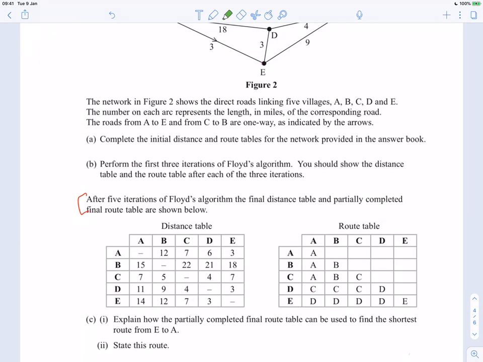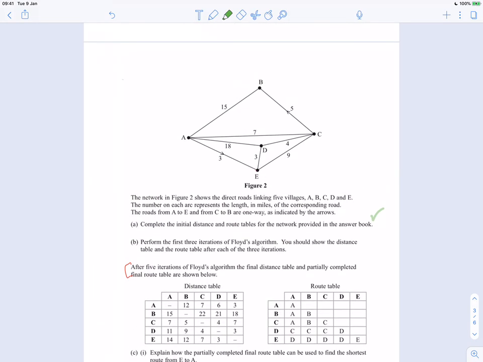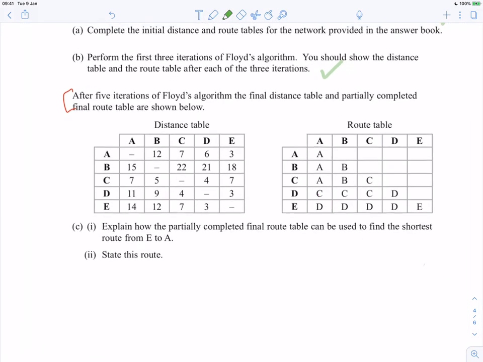Okay, so: complete the initial distance and route tables for the network provided in the answer booklet. Yes, that was done. That was this stuff. Part B, perform the first three iterations of Floyd's algorithm. You should show the distance table and the route table after each of the three iterations. Yes, that's also done.